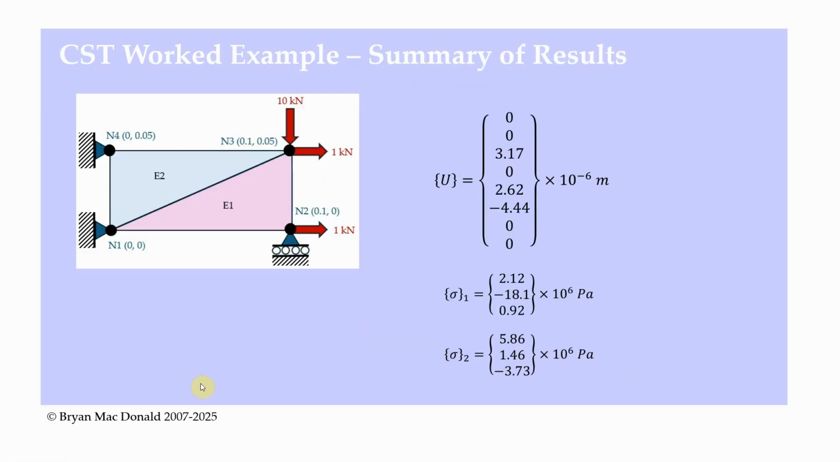So here I've just put a summary of all the results on this page. We have our global nodal displacement vector here, giving the displacement of each node. The important ones here are that this node has moved 3.17 in the x direction, and this node has moved 2.6 in the x and minus 4.4 in the y. And there are our stresses in each of the elements too.